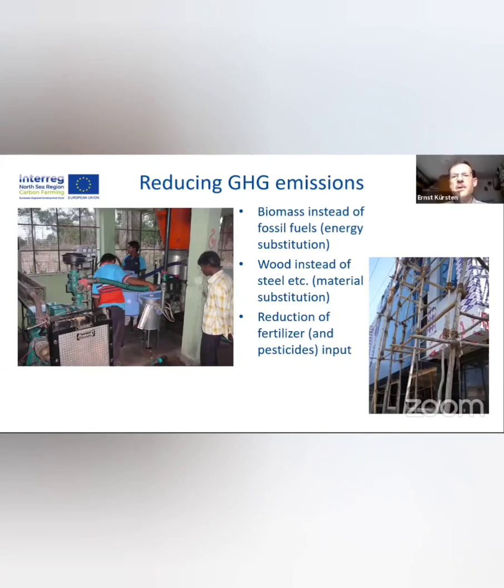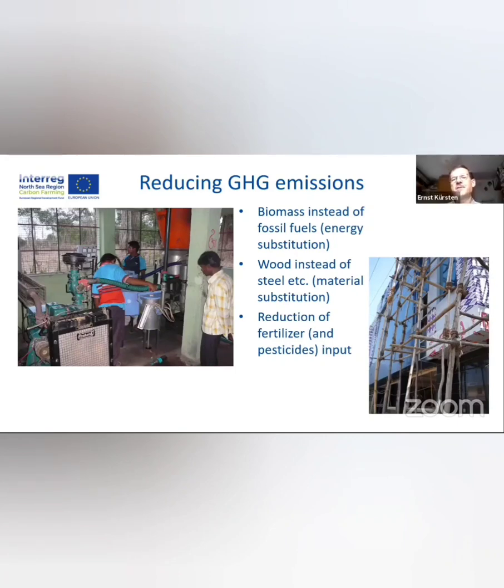And another important effect is if you use construction timber instead of steel. This is called material substitution. Then you can avoid all these emissions linked to steel production, starting with getting the raw material out of the ground and the processing of steel and so on. This is a very energy-intensive process. And all this can be avoided if you use timber constructions.